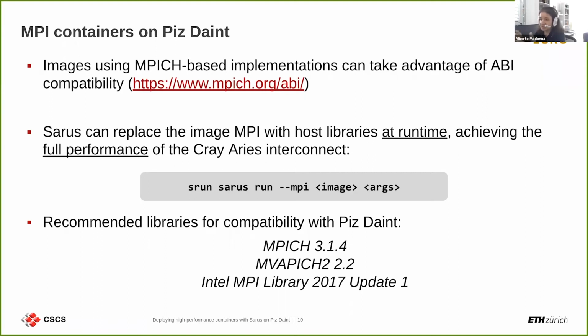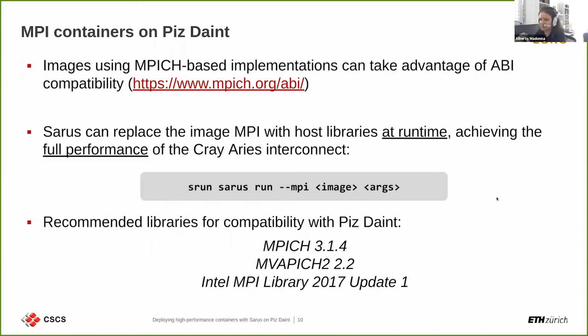In particular, in our case, MPICH-based MPI implementations are ABI compatible with the Cray MPI. So Sarus can leverage this property to replace the MPI within the image with host libraries, with the native libraries at runtime while the container is being created. So the containerized applications can run at the full performance of the Cray Aries interconnect. And we can do so very simply with the --mpi option to sarus run. Notice this is a slightly different syntax compared to the previous slide.